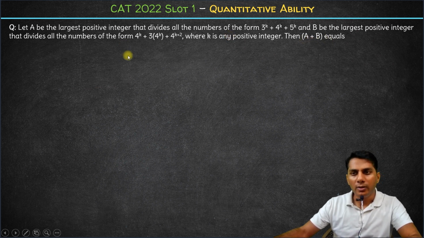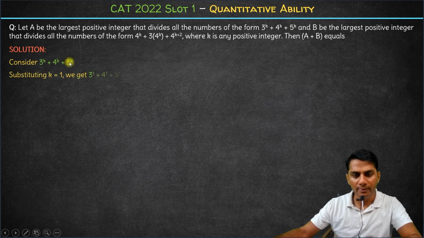Okay. Now let's look at this part here first. 3 to the power k plus 4 to the power k plus 5 to the power k. A is the largest positive integer that divides all the numbers of this form. So let's look at a couple of numbers of this form, starting with the least possible value of k. Now k is a positive integer, so the least possible value of k is 1. So if we put k equals 1 over here, we'll get 3 to the power 1 plus 4 to the power 1 plus 5 to the power 1. That will give us 3 plus 4 is 7, 7 plus 5 is 12. So if k is 1, this number comes out to be 12.